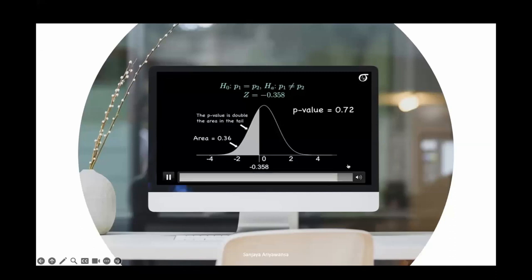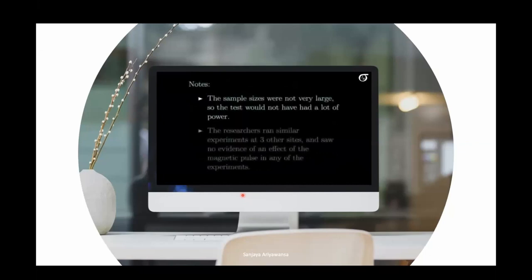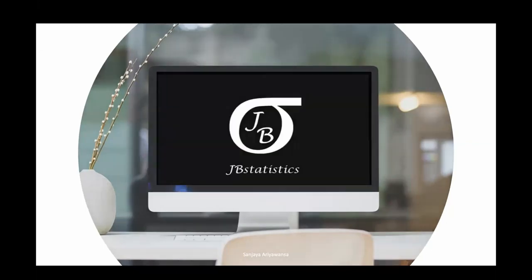What does that mean in the context of this study? With such a large p-value, it means there is no evidence that the magnetic pulse had an effect on the proportion of pigeons that would navigate to the home loft. In short, we have no evidence that the magnetic pulse had an effect on the ability of the homing pigeons to navigate. Here are a couple of notes to finish. The sample sizes were not very large here.